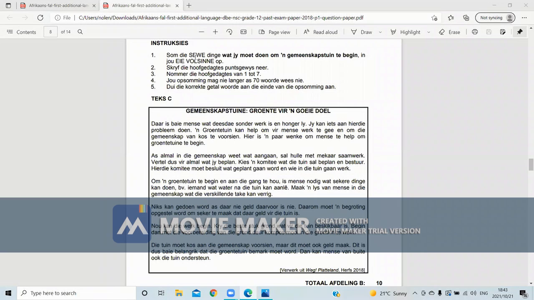Okay, and also think about this when you say wat jy moet doen om 'n gemeenskap tuin te begin. If you're summarizing what you must do, what are you doing? You're giving advice, right? So you're actually giving tips. So you're going to start your sentences with verbs, or you can start your sentence with jy moet. Okay, so for instance, you could say jy moet 'n lys van mense in die gemeenskap maak wat verskillende take kan verrig. Okay, so jy moet is a nice way to start this.